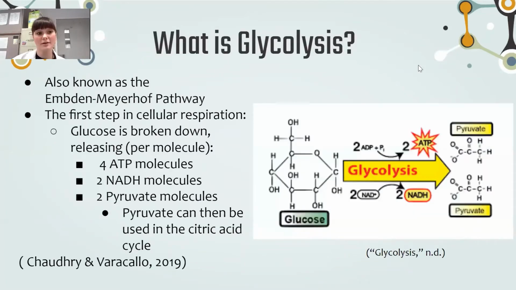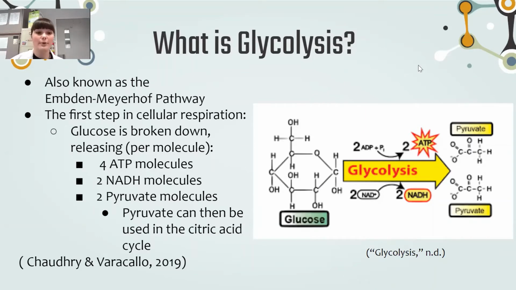So let's start off by talking about glycolysis and what exactly that is. Another name for glycolysis is the Embden-Meyerhof pathway. I hope I pronounced that right. And it is the first step in cellular respiration. It's done anaerobically. Oxygen is unnecessary for glycolysis to take place, so it can be done by aerobic organisms and anaerobic organisms.